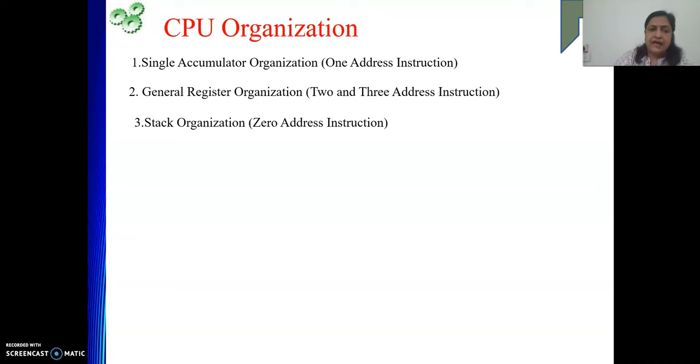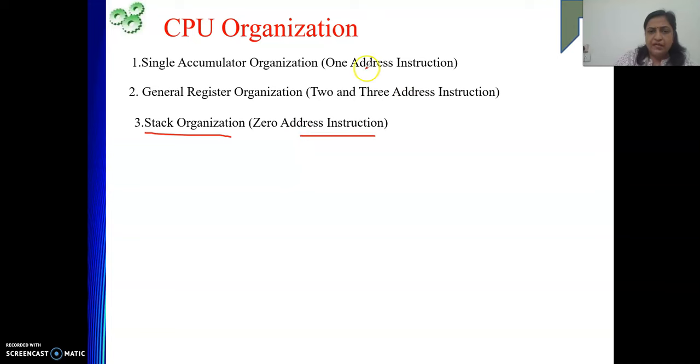Third one is stack organization. Stack organization is a zero address instruction. That means whenever I'm performing any operation like add, subtraction, division, I'm not going to provide any operand. I only tell what to do, that is add. So we'll know where our operands are. Our operands will be on the stack, right? The top two contents will be taken as operands and the operation will be performed.